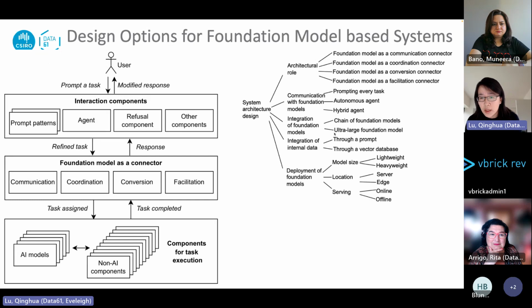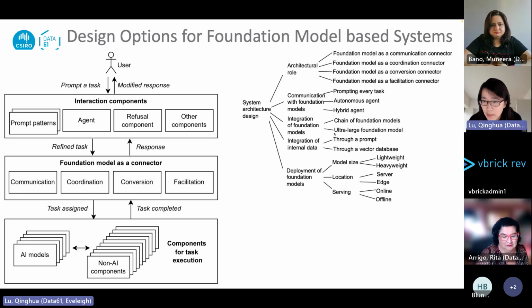And the second group is system architecture design. So we need to understand the foundation model's role in architecture design. For example, whether to use it as communication connector or coordination connector to manage the complex workflow. Or you can use it as a facilitation connector to do the logging or monitoring. And we need to think about how to communicate with foundation models, whether you want to prompt every task or you use an agent to help you manage the workflow. So you can provide feedback for the hybrid agent.